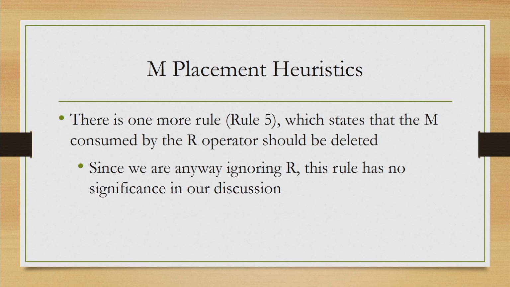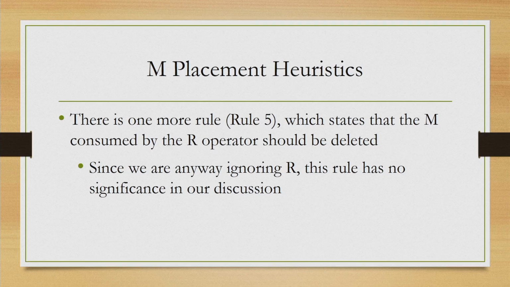And as I said, apart from these 5 heuristics, there is one more which was developed to take care of the situation that was prevailing at the time of 1980s, but it is no longer valid now. It says that M consumed by R operator should be deleted. So, remember R is the system response time. Since the response time is not significant now, this does not hold any relevance for modern day interactive tasks.